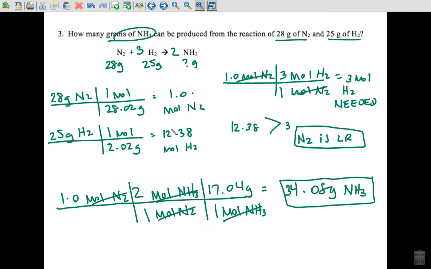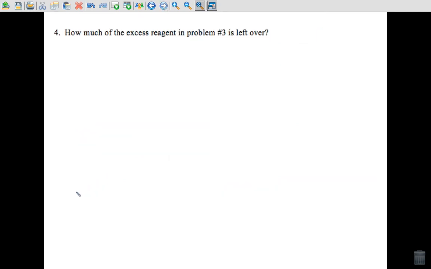So again, the question's really only asking you for this part. It's only really asking you how many grams of NH3 is produced. But since you're given 2 different gram amounts for reactants, you first have to figure out which one is limiting before you can do anything else. And it may not say anything about limiting, but you just need to go ahead and do that every single time.